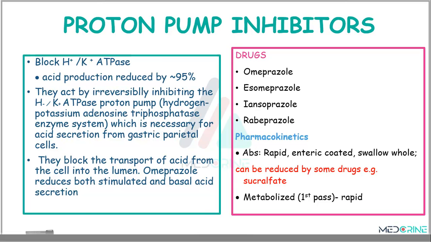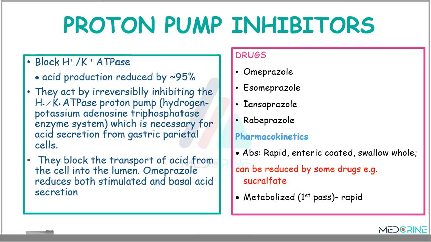Another type of drugs used in the treatment of peptic ulcer disease is proton pump inhibitors, and these work by blocking the hydrogen potassium ATPase, reducing acid production by up to 95%. They work irreversibly in blocking the hydrogen potassium ATPase proton pump, and this pump is necessary for acid secretion from the gastric parietal cells, and therefore by blocking it you reduce acid production. They also block the transport of acid from the cells into the lumen.